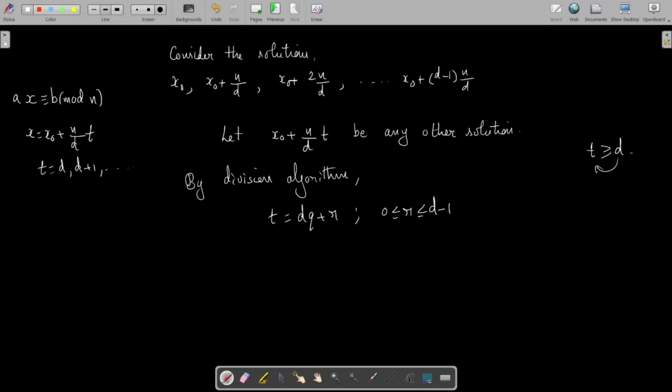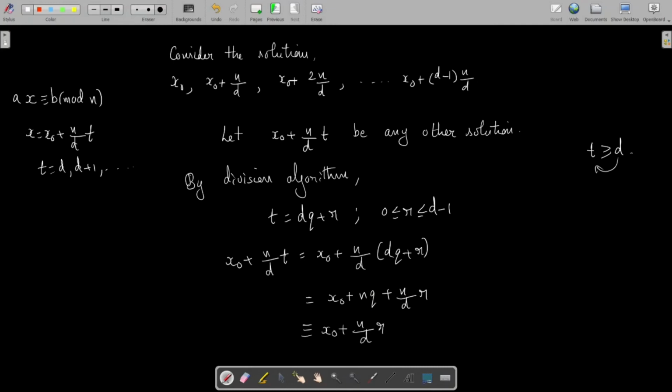minus 1. Then our solution x0 plus n by d t equal to x0 plus n by d into dq plus r. It's equal to x0 plus n by d into dq is nq plus n by d into r. Here n into q is a multiple of n. So this is congruent to x0 plus n by d into r mod n. When we divide n into q by n, the remainder will be 0. So the whole expression will be congruent to x0 plus n by d r mod n.